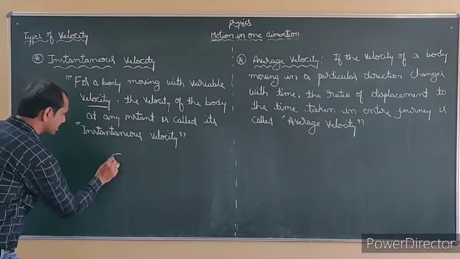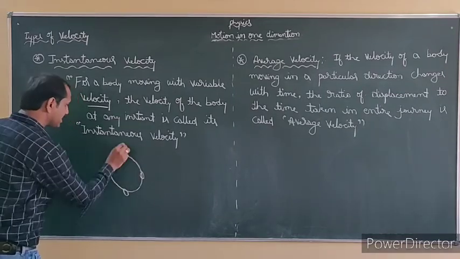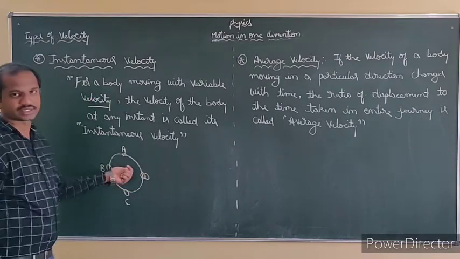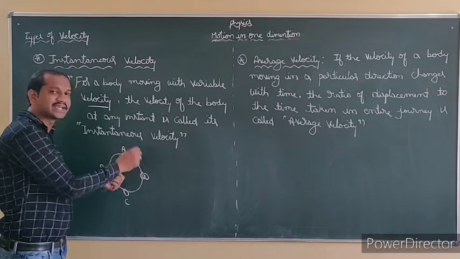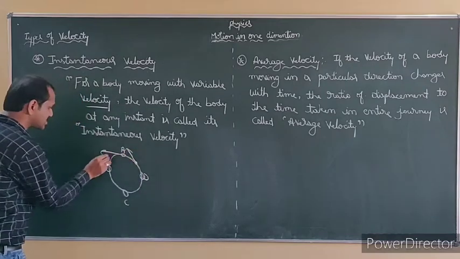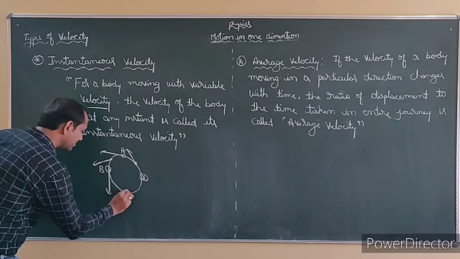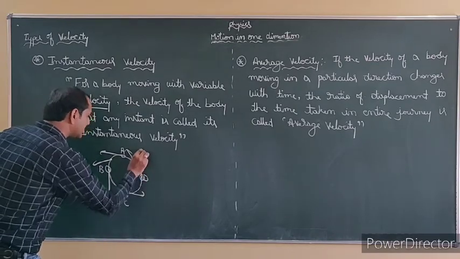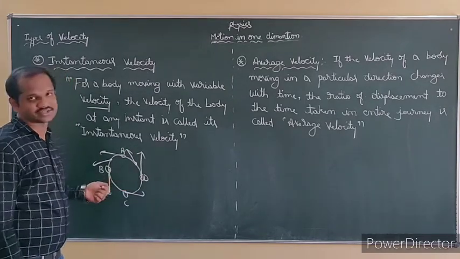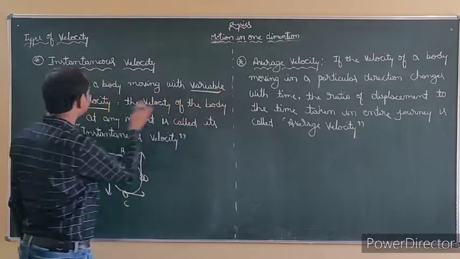Now let me consider simply a circular motion itself. A body moving in a circle is always moving with a variable velocity. Why? Because there is always a change in direction. For example, when it comes here, the direction will be this. When it comes here, the direction is here. It will always be tangential. So we can tell that a body moving in uniform circular motion always changes its direction. When it is changing its direction, we know that there is a change in velocity.